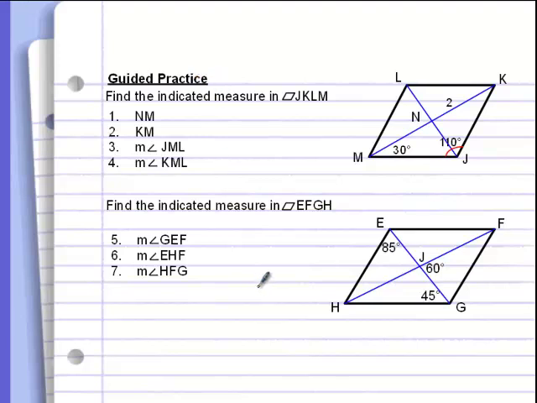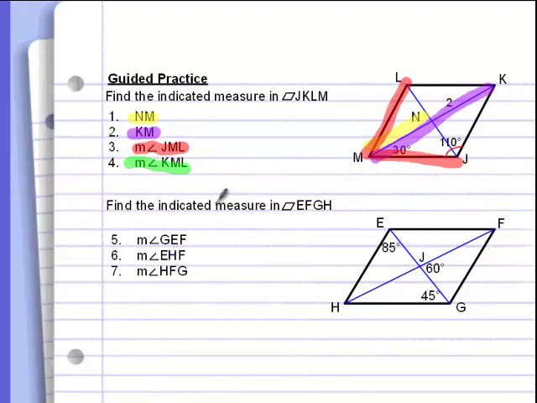This is a guided practice showing you different properties of a parallelogram. Now in these problems, you're going to be solving for line segments or sides, and you're going to be solving for angles. What I would like you to do is take the properties that we know, those four properties we just talked about, and go through and solve these 8 problems. Solve for NM, KM, and then the next 5 angles, excuse me. Go ahead and do that now. Pause the video.